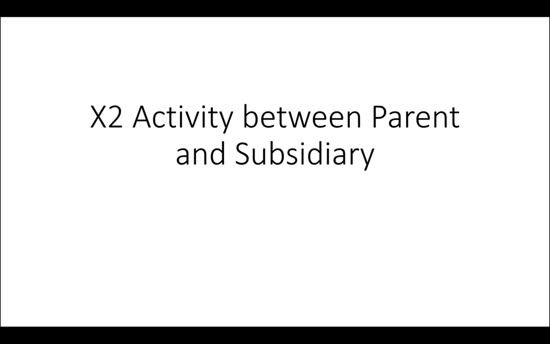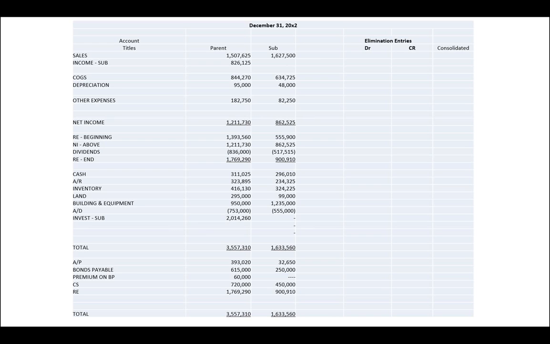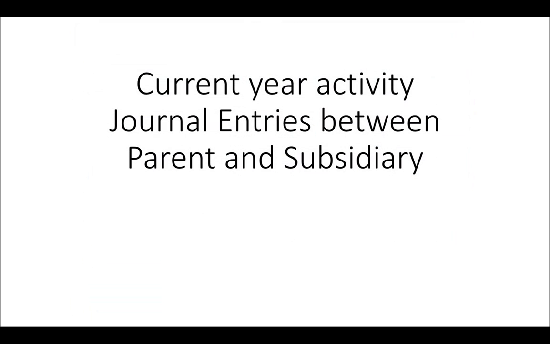Year 2 activity between the parent and the subsidiary. Go ahead and get in front of you the 3-part worksheet for the second year, and we'll start the process of the current year entries under the equity method of accounting. Again, we've got the net income, subsidiary, and the dividends.